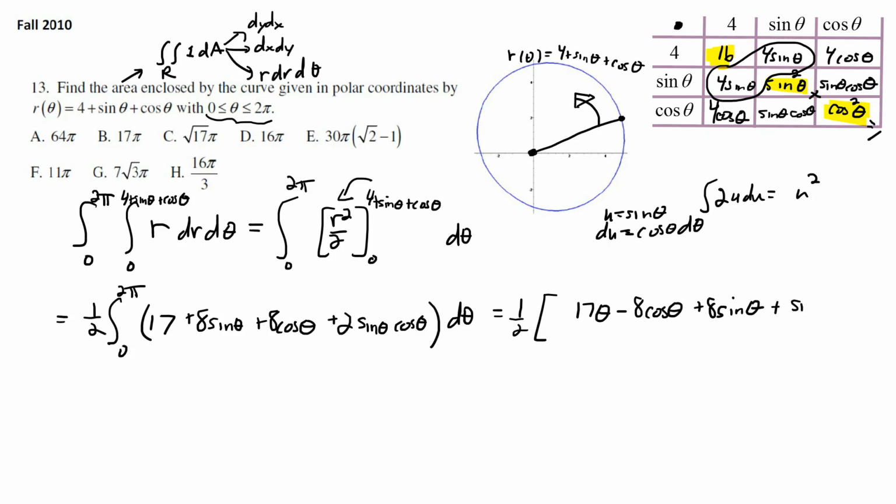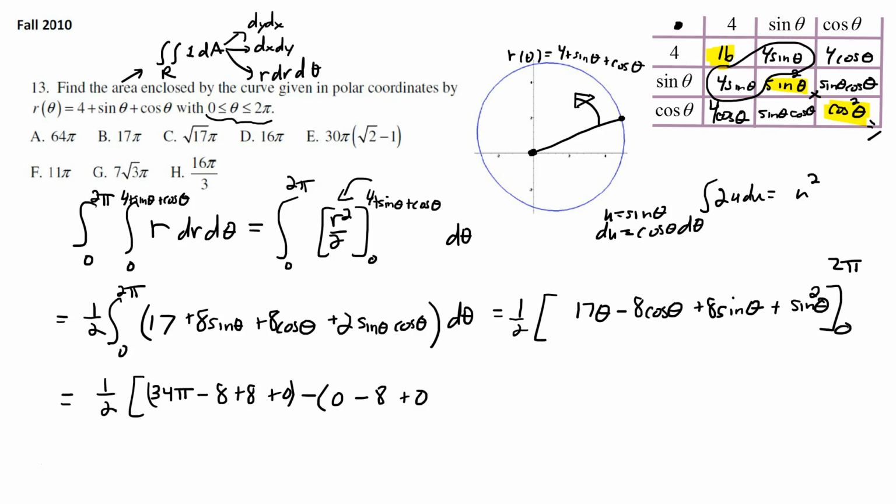And so we'll get sine squared theta as the antiderivative of that. You also can use an identity on this one too. This is exactly the sine of twice theta. And so we plug a 0 in, we plug a 2 pi in, and we'll end up with the following. The half is on the outside still, and so we have a 34 pi minus an 8 plus an 8 plus nothing, and then we'll have a 0 minus an 8 plus nothing.